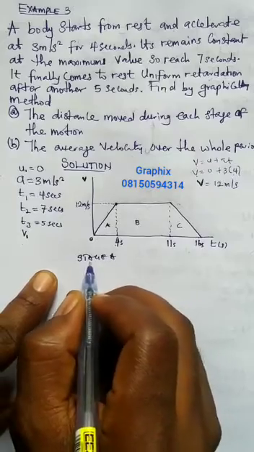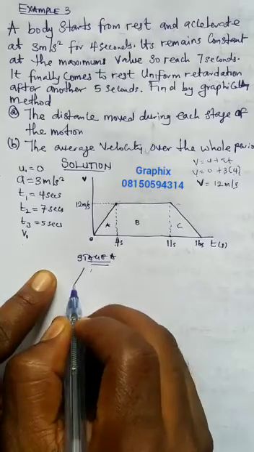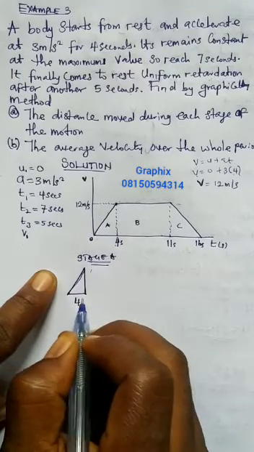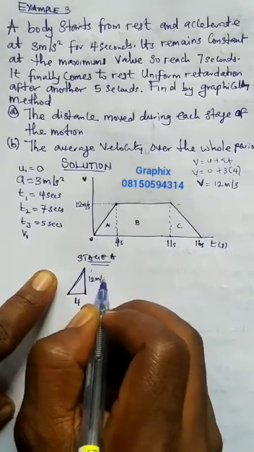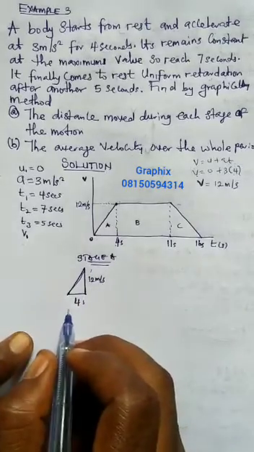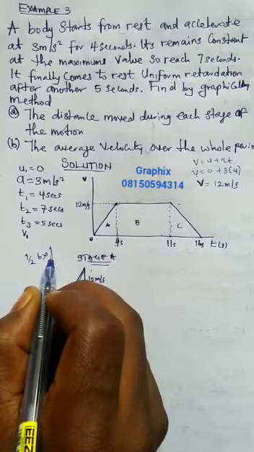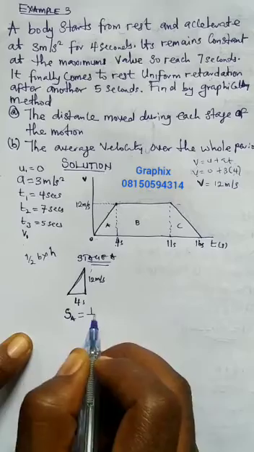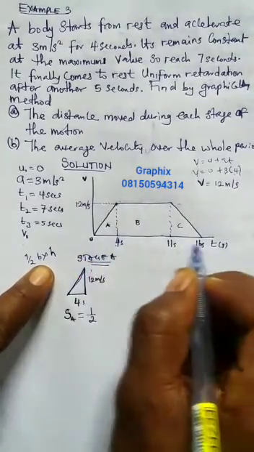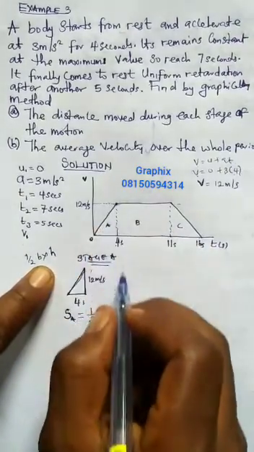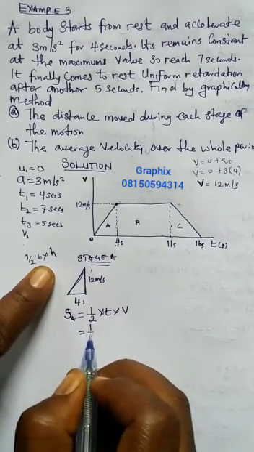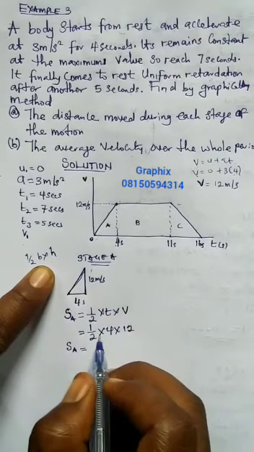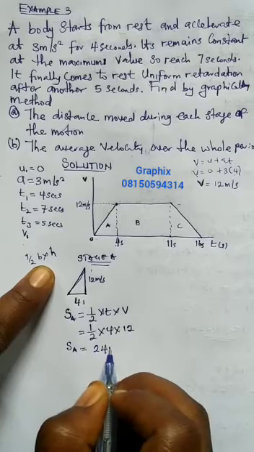So we'll take stage A. At stage A, you see that we're having something like a triangle. From here to here is 4 seconds, and the height here is 12 meters per second, right? Since it's a triangle, the area of a triangle is half base times height. So the area we're talking about will be the distance. The distance at stage A is equal to half, the base is the time axis, T, times the height, the velocity axis, V. So this will give me 1 over 2 times 4 times 12, and my S, the distance at stage A, will be 24 meters. That's for stage A.